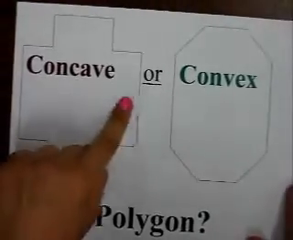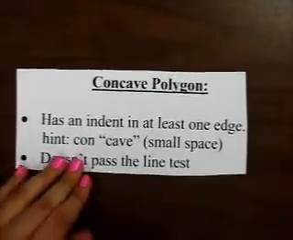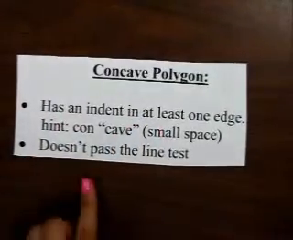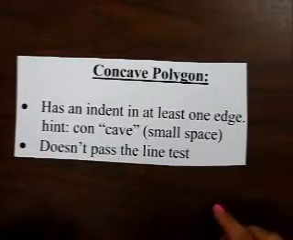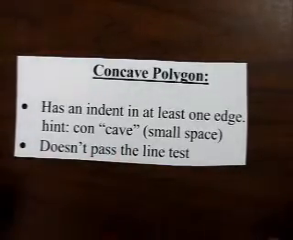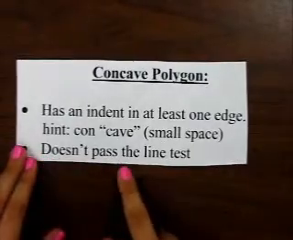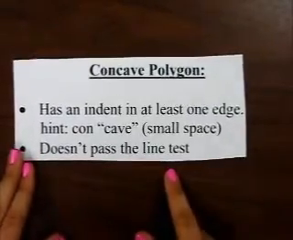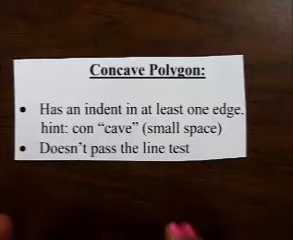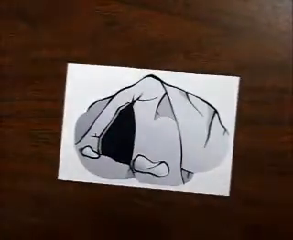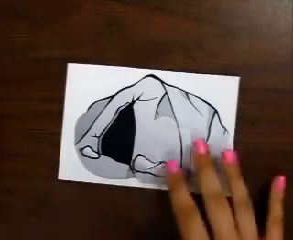Now, let's examine what concave is. A concave polygon has an indent in at least one edge. Hint, we have the word cave, meaning a very small place. A concave polygon also does not pass the line test. So when we're thinking of the word concave, we want to think of a very small place, a cave, a very narrow place.